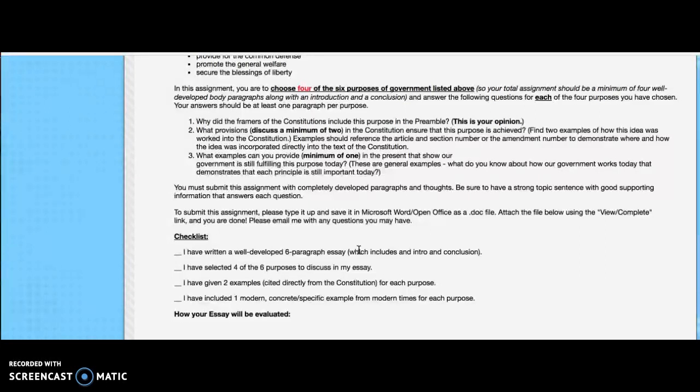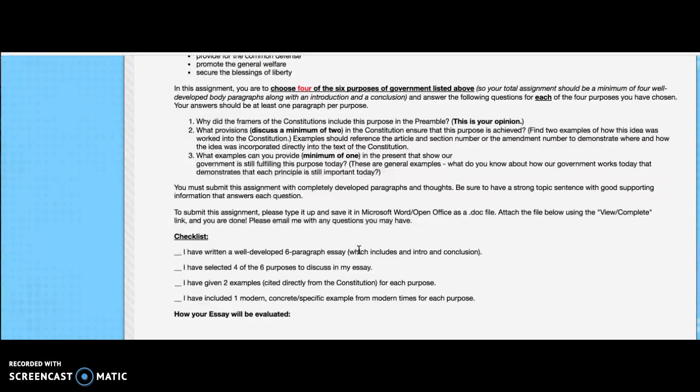And within that paragraph, you're going to say, I chose provide the common defense. Here are 2 specific places in the Constitution where common defense is referenced. So give me the direct quotes in the direct article or the amendment. Where specifically is it found in the Constitution? And then give me your common day-to-day example, how it relates to our government today. So you're going to do that for each of your paragraphs.